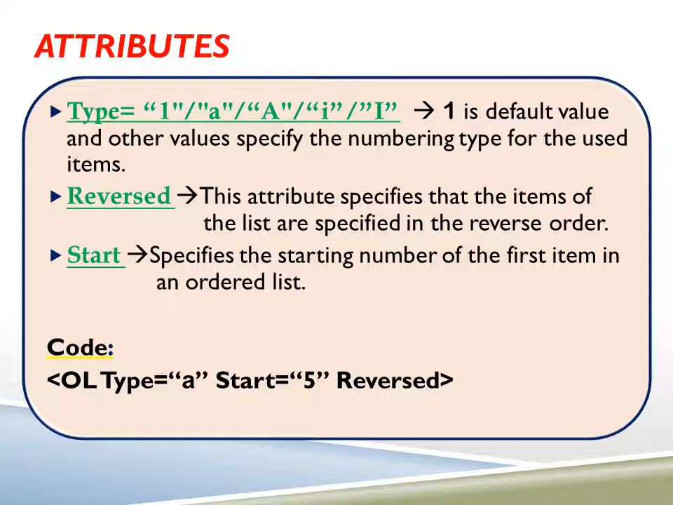Now let's see this with the help of an example. So in the code we have written the OL tag, and inside that all these three attributes are used. First, type equal to a. This will create the list preceded by lowercase alphabet. Start equal to 5 will start the list from the fifth alphabet, that is E. Reversed will have the list in descending order.